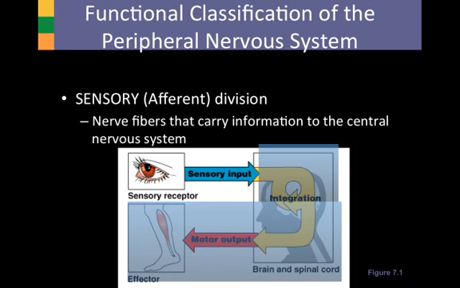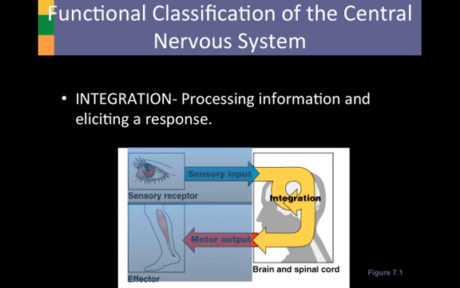Let's take another look at this visually. The sensory is often called the afferent division. Afferent means coming into, or the input portion of a system. We have nerve fibers that carry information to the central nervous system. Here the example is photoreceptors in the eye are bringing information into the brain where it's integrated and processed in order to elicit a response.